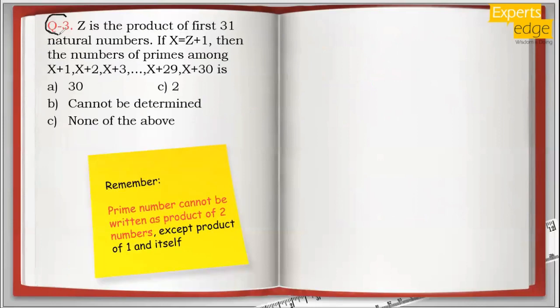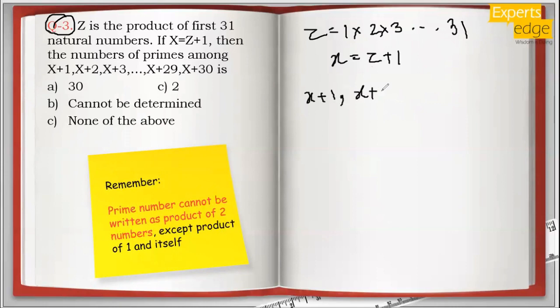Third question. It's similar to that only. This is a CAT 2017 question. Z is the product of the first 31 natural numbers. If X is Z plus 1, I need to find the number of primes among X plus 1, X plus 2 and so on. So what is Z? Technically Z is nothing but 1 into 2 into 3 till 31, so basically Z is the 31 factorial. And I know X is Z plus 1.